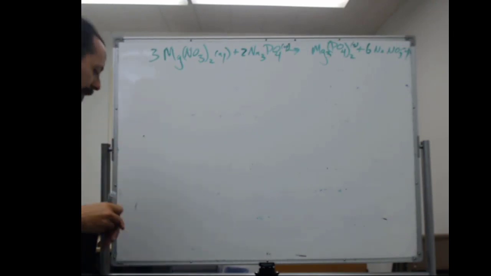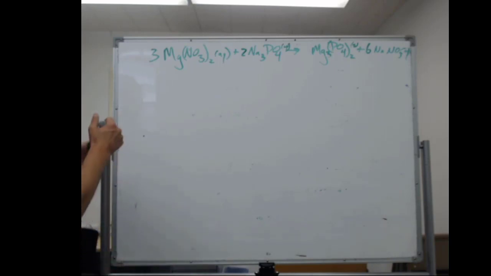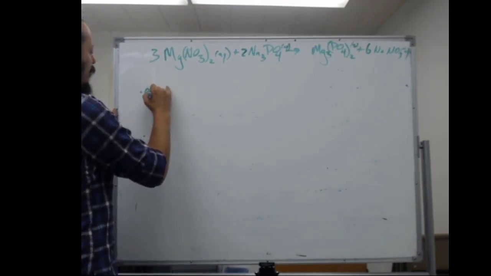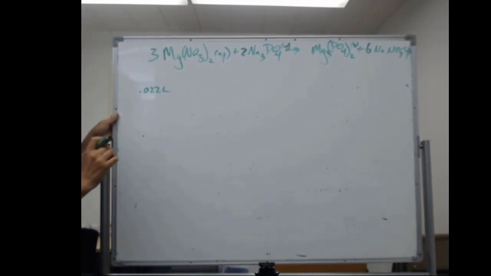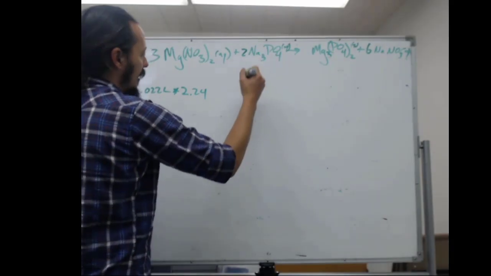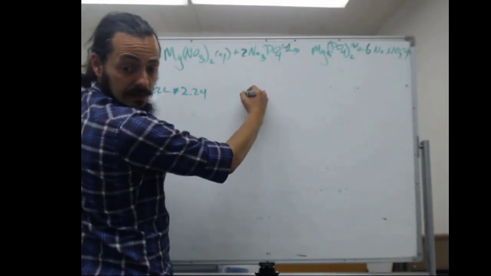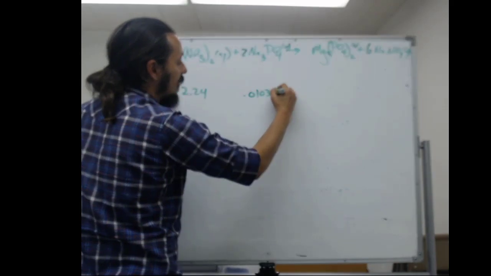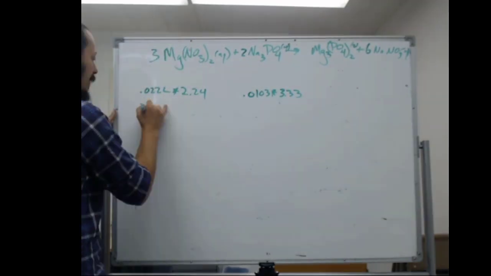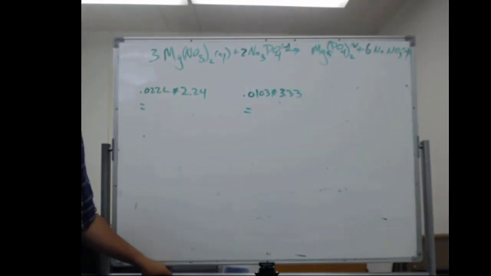We're going to go ahead and calculate the amount of each compound. Again, this is just solutions, this isn't using solids, so it's just going to be volume times molarity, volume times molarity. So, first one is 0.022 liters. I did the conversion from milliliters to liters quickly in my head, times 2.24. And for this one, it's going to be 0.0103 times 3.33. And that's going to give us our moles of each component.